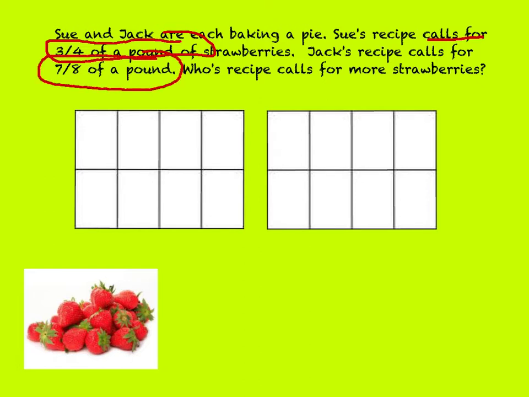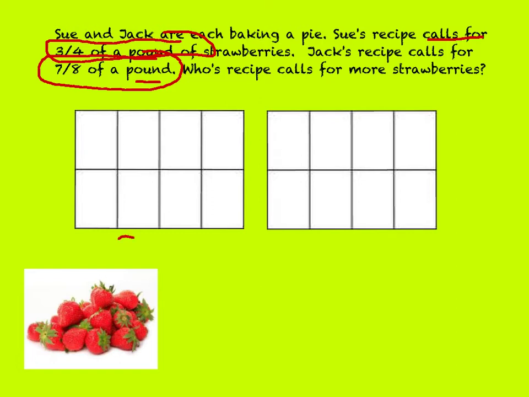All right, well, the good news is we're talking about pounds on both of them. So that means that we can compare them. It's not like we're saying Sue needs 3/4 of an inch and Jack needs 7/8 of a pound. We can't really compare those. So this is good. So let's look at our diagrams here.